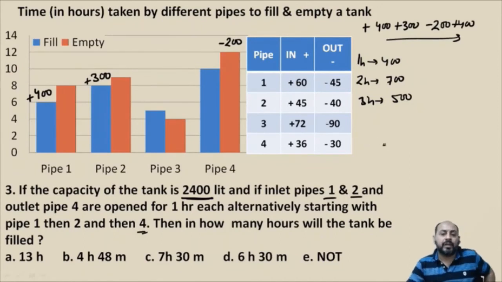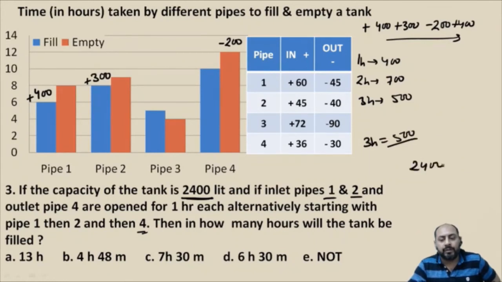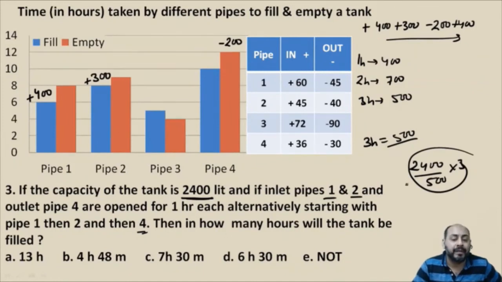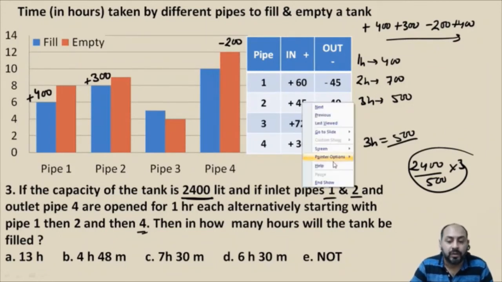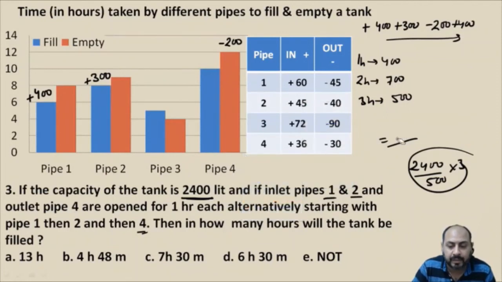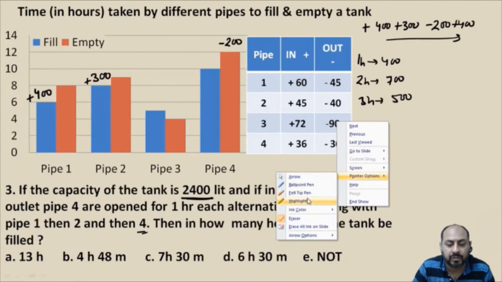Now please try and understand: if you are thinking that every 3 hours I'm going to get 500 liters, so why not divide 2400 by 500 and multiply it by 3 to get the answer, this will be completely wrong. Why? Because the tank is being filled in a cyclic pattern. We are not opening all three of the pipes together. So what is going to happen is that for the first 2 hours, the level of the tank is going to rise.